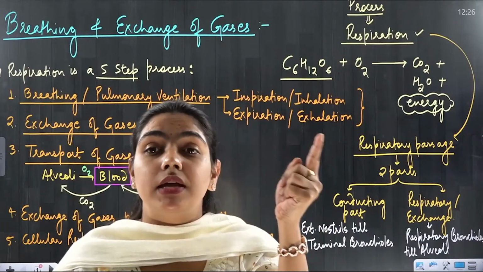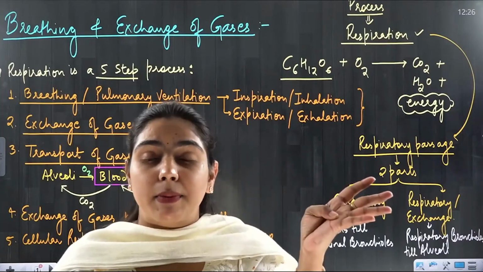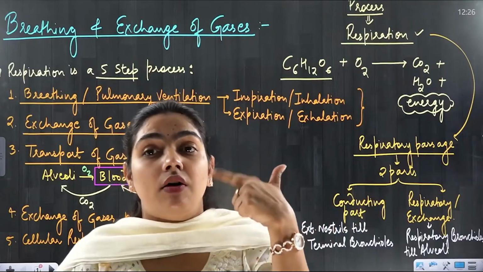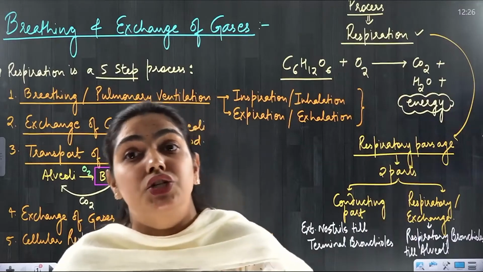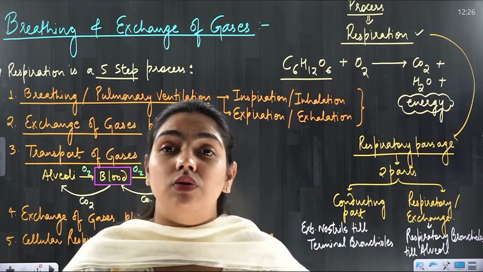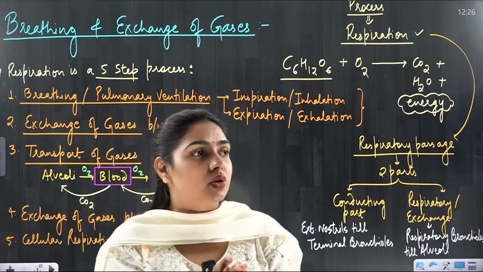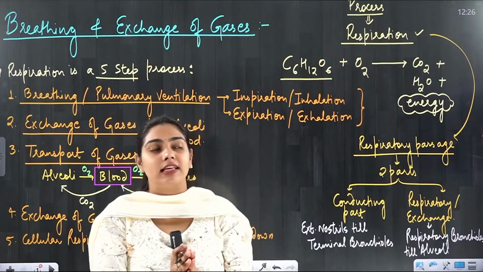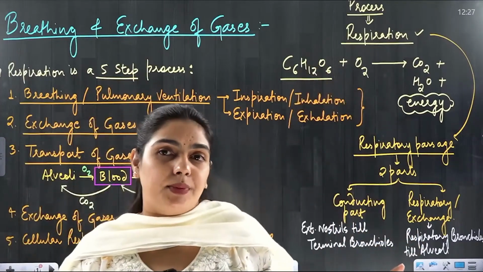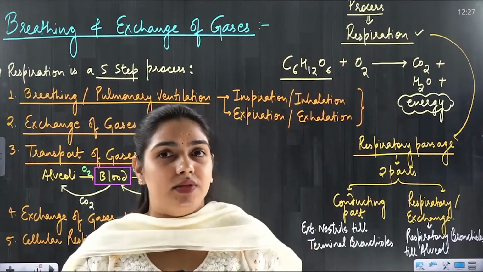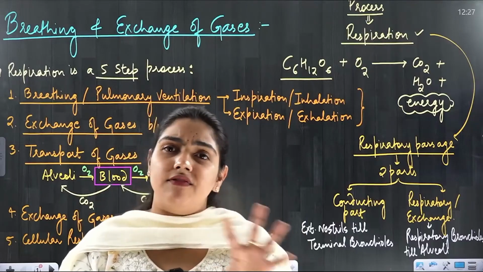Now you have understood the meaning of breathing, respiration, inspiration, expiration, and exchange. What is the difference between exchange at the alveolar site and exchange at the tissue site? And now you understood the meaning of transport. I hope you understood all these 5 steps. This is the essence and the overview of the chapter. If you have understood the meaning of these terms, then you will understand the topic very easily.